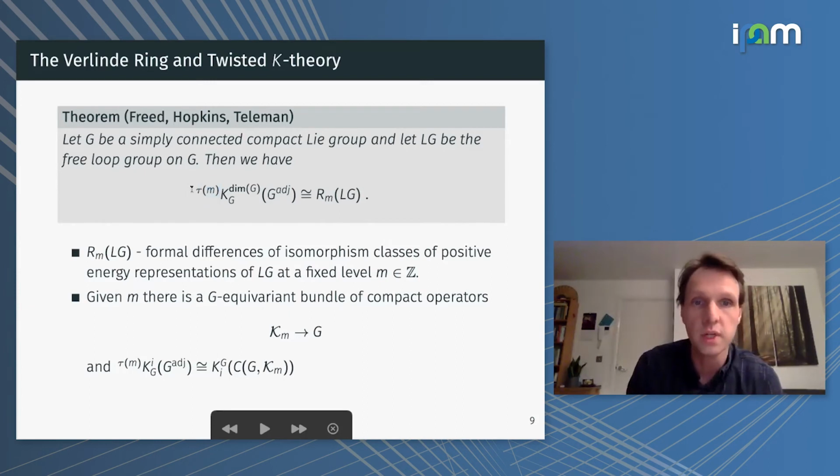So what's the tau? This is a twist of K-theory. So this is equivariant twisted K-theory. And to explain this further, there is a nice way to express this left-hand side using operator algebras. This works as follows. If I have my level M here, I can cook up the G-equivariant bundle of compact operators, K_M, over G. And then this left-hand side here is just the equivariant operator algebraic K-theory of the section algebra of this bundle.